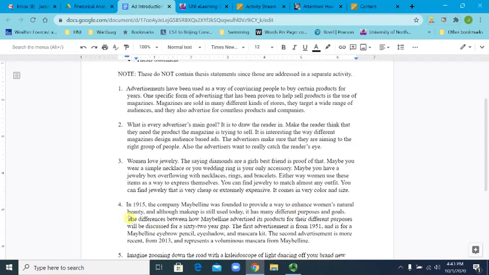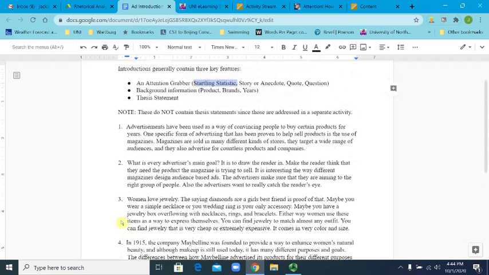"The differences between how Maybelline advertised its products for their different purposes will be discussed for a 62-year gap. The first advertisement is from 1951 and is for Maybelline Eyebrow Pencil, Eyeshadow, and Mascara Kit. The second advertisement is more recent, from 2013, and represents a voluminous mascara from Maybelline."